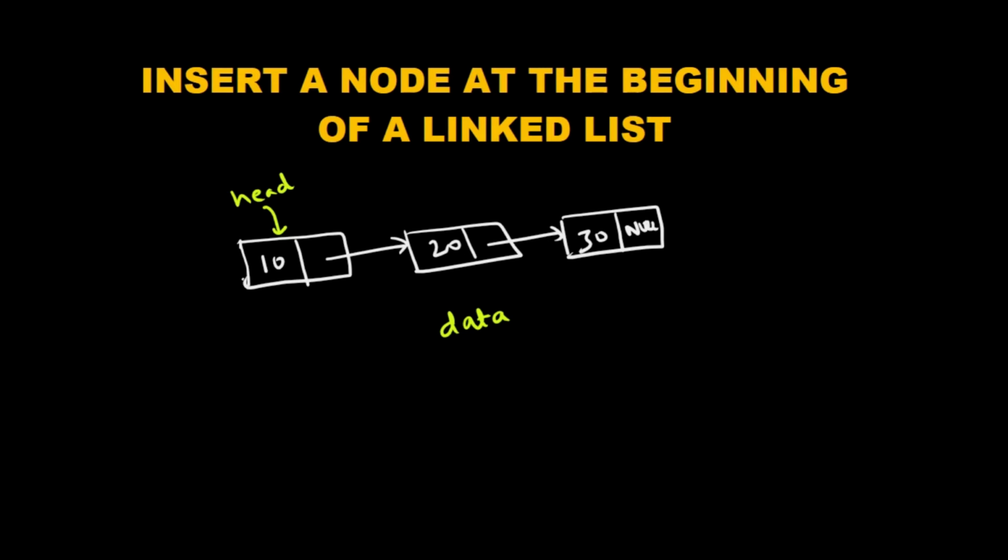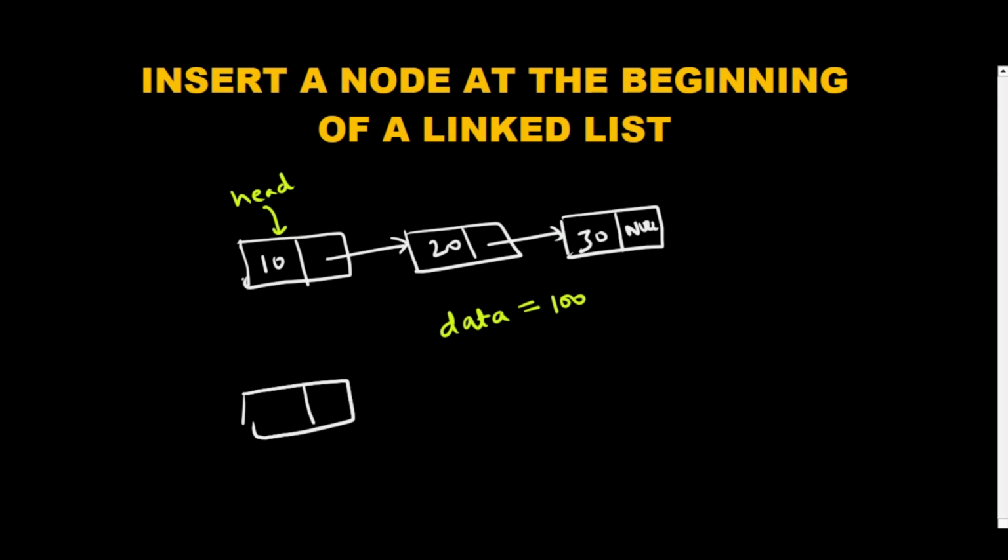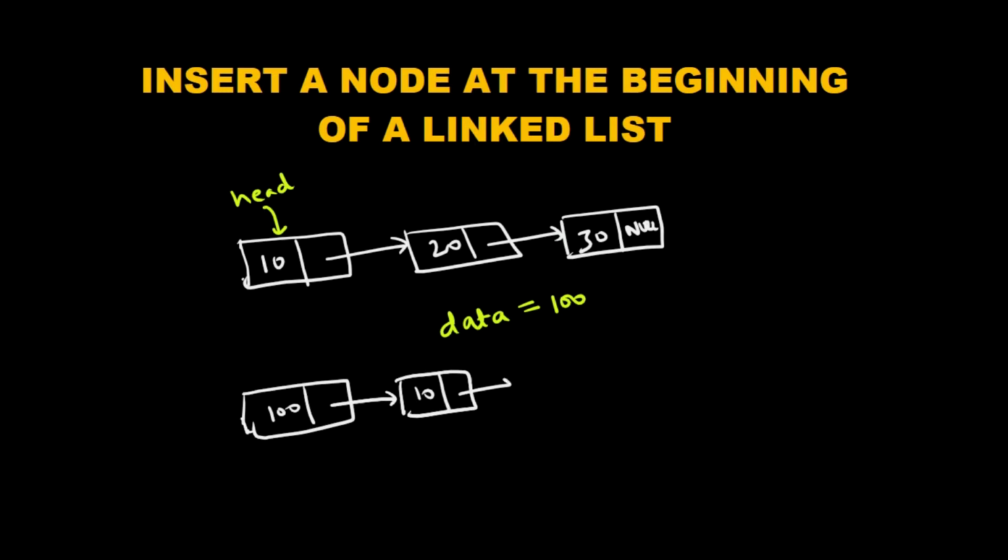So what should be the result? Let's suppose the data is 100. The result should be a linked list like this whose first node's value should be 100. Then it should point to 10, then 20 and 30 and null. So what we can do, we can either create a separate list and copy all these values. Of course we are not going to do that.